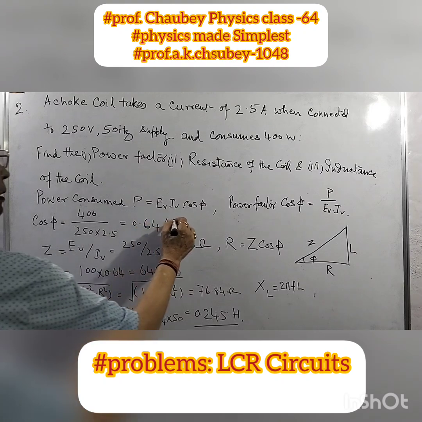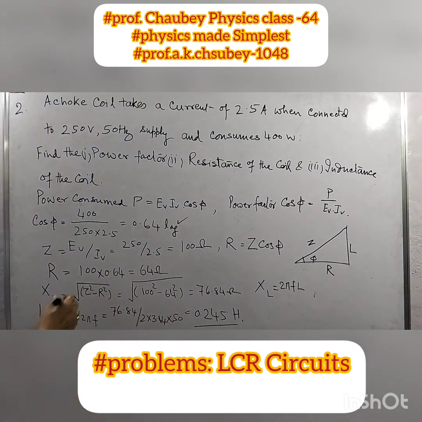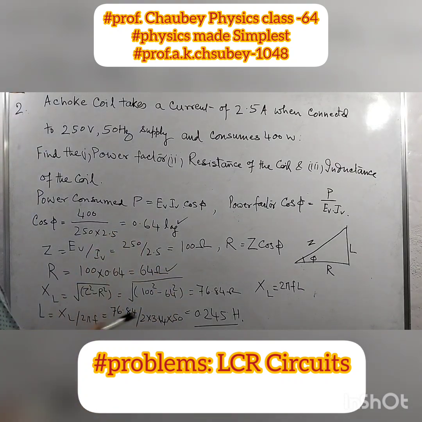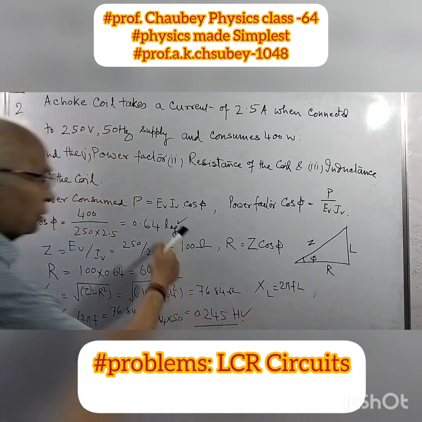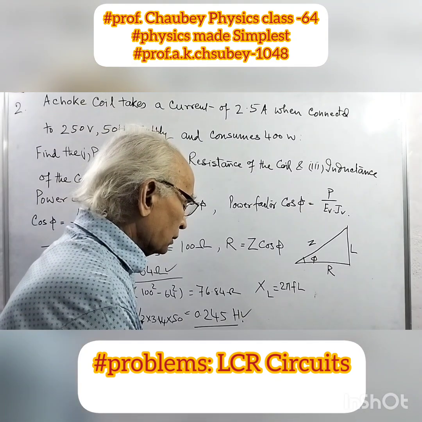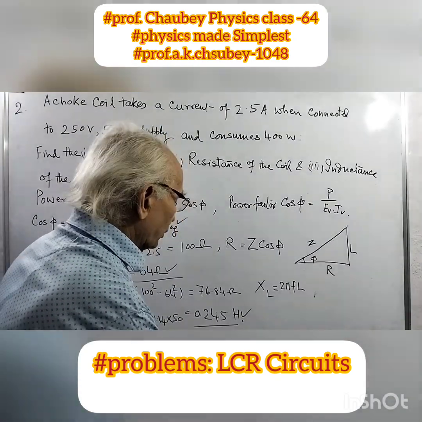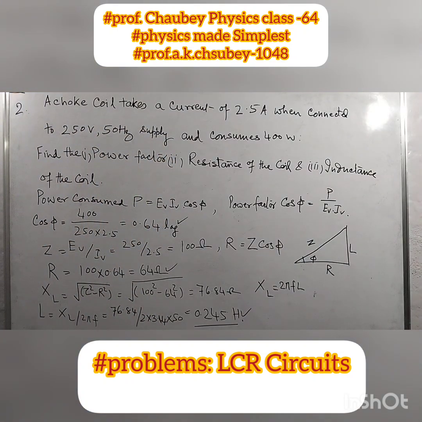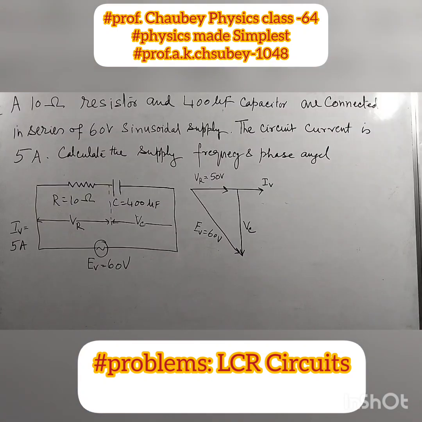So we have the answer of 1, power factor, and then second, the resistance of the coil, R, and then the inductance of the coil. So all the three answers are now known. In this way, one can do as many problems as possible. So we have now another problem.